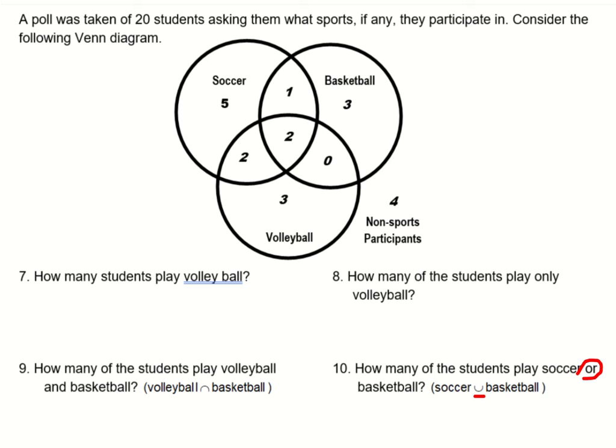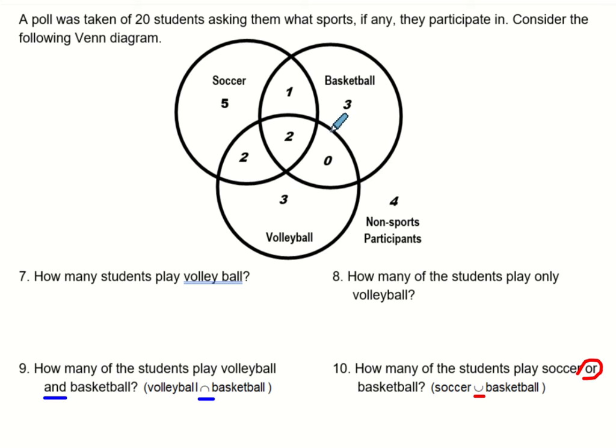Whereas if you see and, that's the same thing as the intersection symbol that we talked about. I'm just going to quickly go through all these 4 questions. How many students play volleyball? Now, the wrong answer a lot of people would put would be 3. But 3 doesn't represent how many people play volleyball. 3 represents how many people only play volleyball.